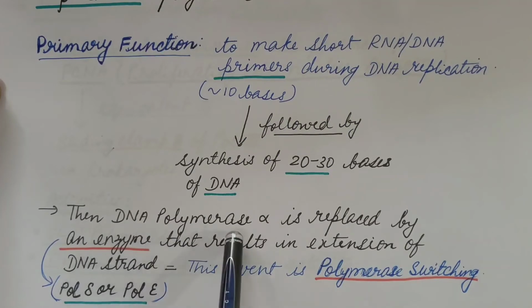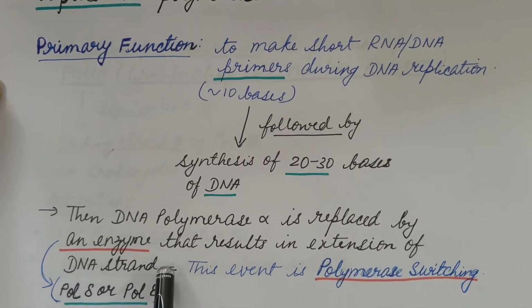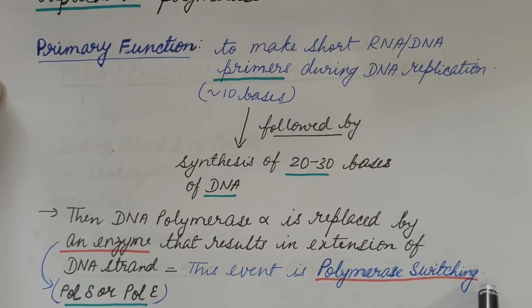Then DNA polymerase alpha is replaced by an enzyme that results in extension of the DNA strand. Here these are polymerase delta or polymerase epsilon. So this event in which DNA polymerase alpha is replaced by the major replicative enzyme DNA polymerase delta or DNA polymerase epsilon is known as polymerase switching.